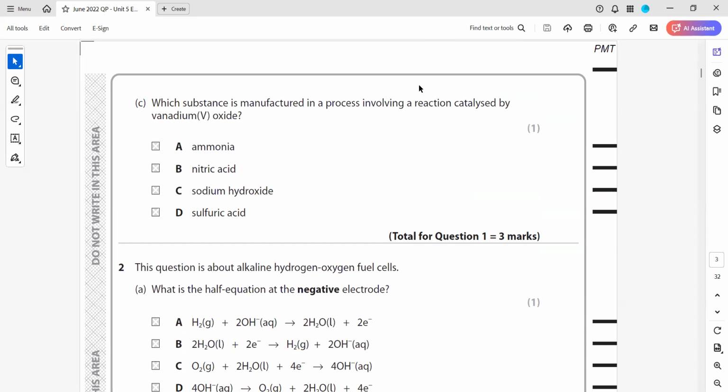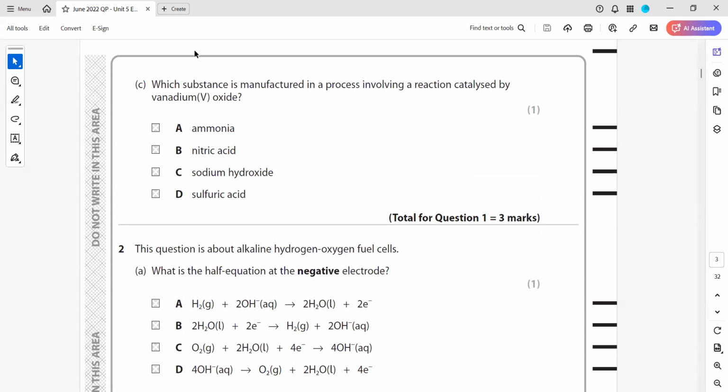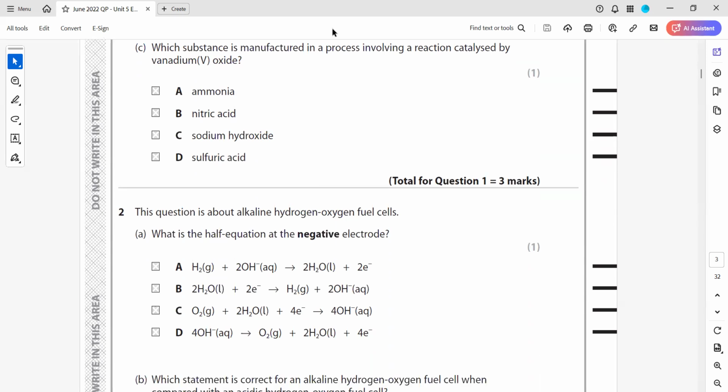Which substance is manufactured in a process involving a reaction catalyzed by vanadium? So we manufacture sulfuric acid, where vanadium pentoxide is used because sulfur trioxide is there.